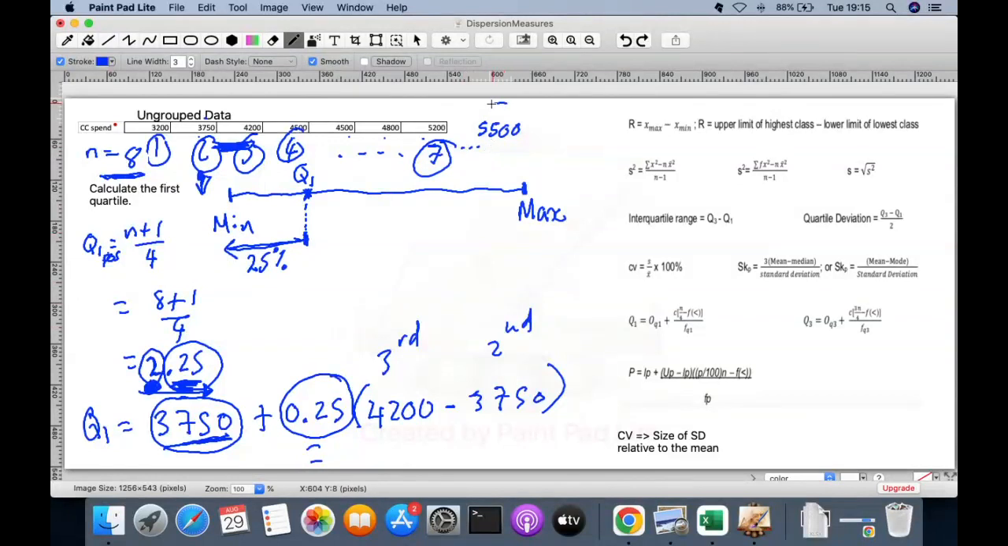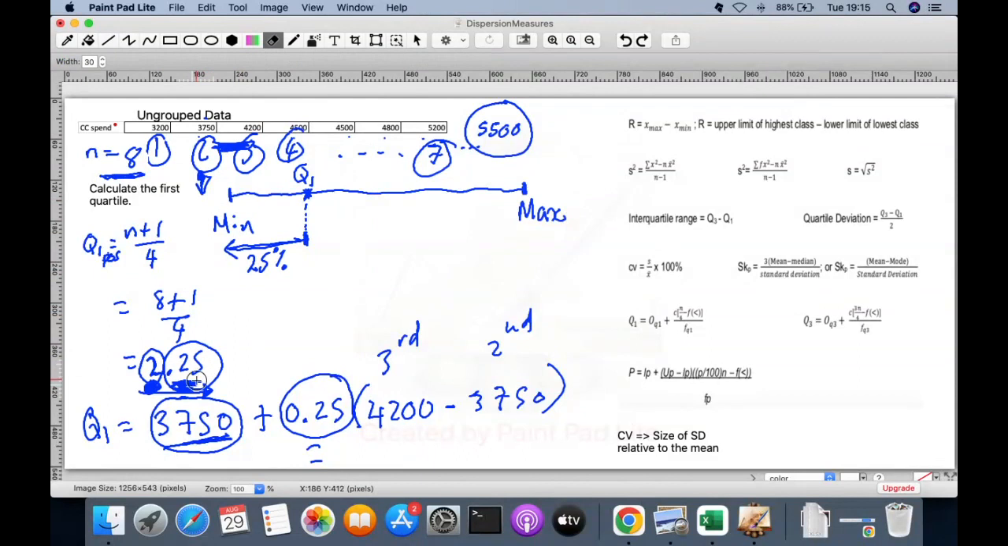So that's why I put this 5,500 here, because sometimes you can get a not so pretty number for the position, and this is how you would work out the quartile. For the third quartile, you do it in the exact same way.